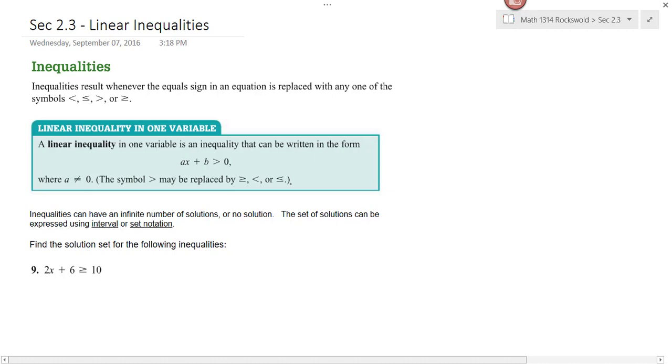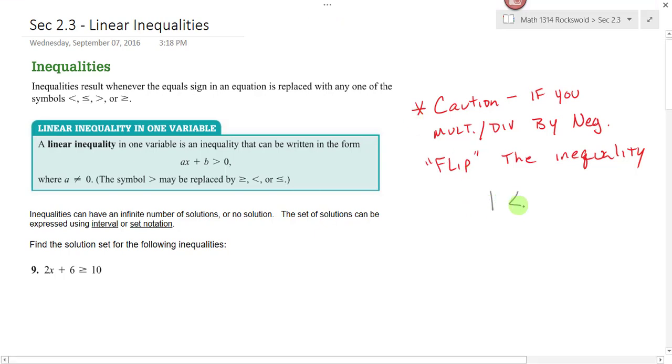You can add to both sides, subtract from both sides, multiply both sides by the same thing, or divide both sides by the same thing. The only thing different that you have to be aware of is that if you multiply or divide by a negative, you have to flip the direction of the inequality. For example, we know that 1 is less than 2, but if I multiply both sides by negative 1, which one is bigger, negative 1 or negative 2? Negative 1 is bigger, so the big end opens up at the negative 1. If you multiply or divide by a negative, you have to flip the inequality.